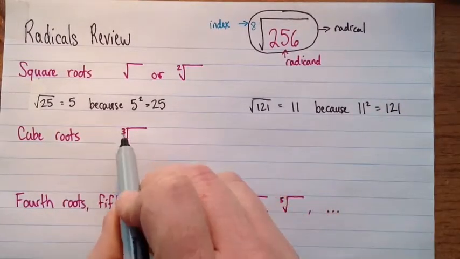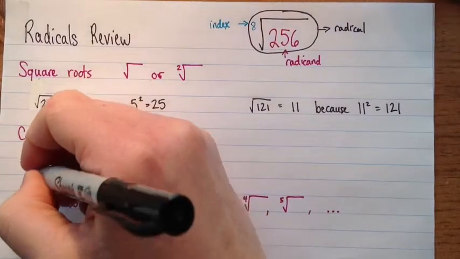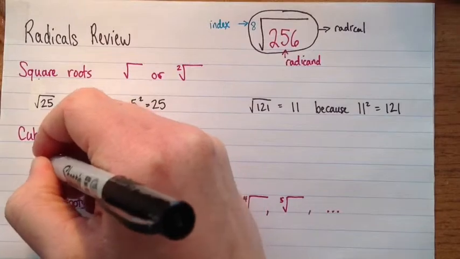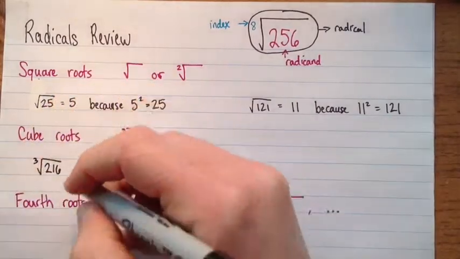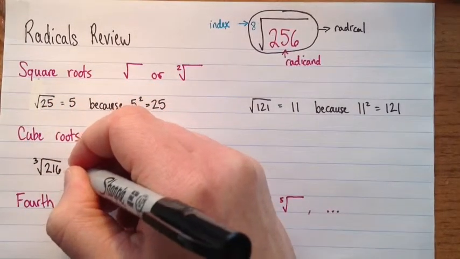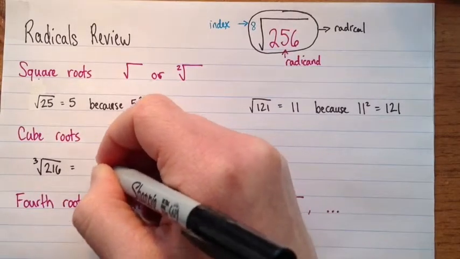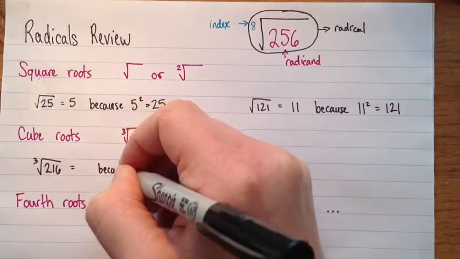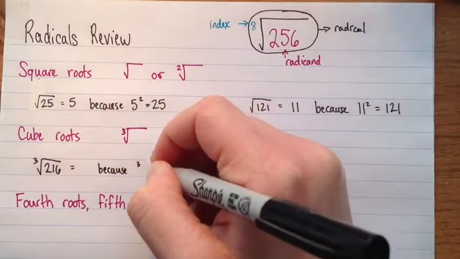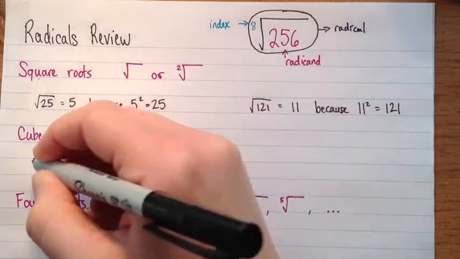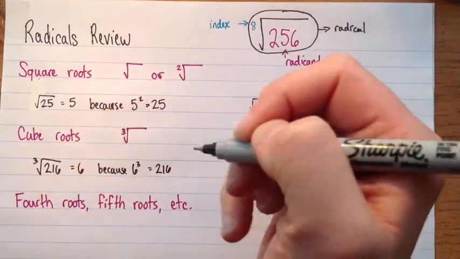Okay, cube roots. So here we have an index of 3. So, for example, you might ask, what's the cube root of 216? So what cubed will equal 216? And the answer is 6 cubed. So the cube root of 216 is 6.